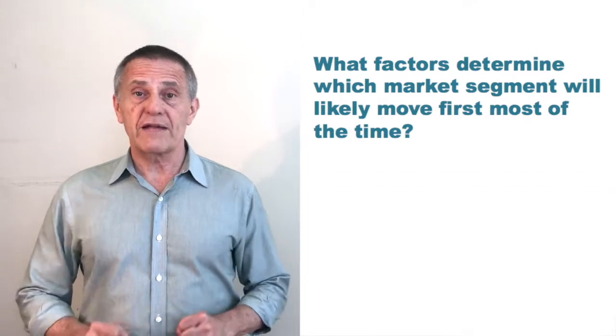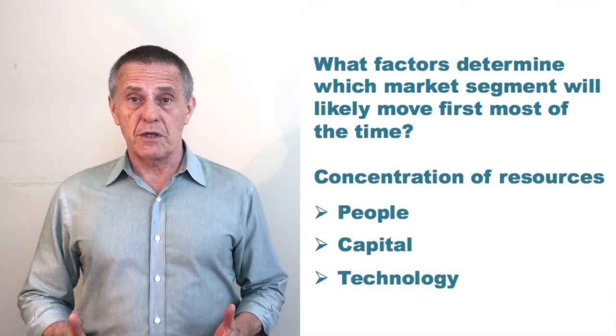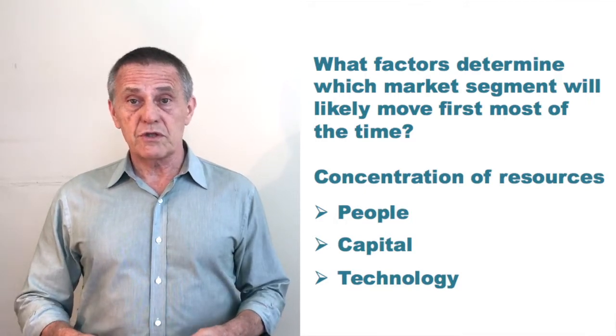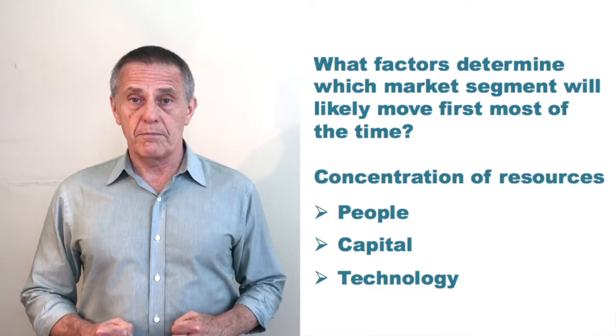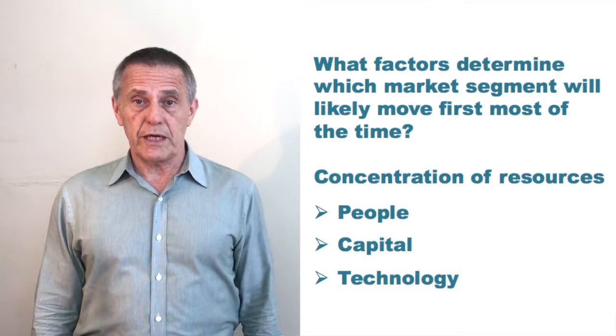It's a function of concentration of resources, people, capital, and technology. And in those market segments where you have a greater concentration of resources, chances are that market segment will move first most of the time. And it's not just S&P futures versus the S&P actual index.